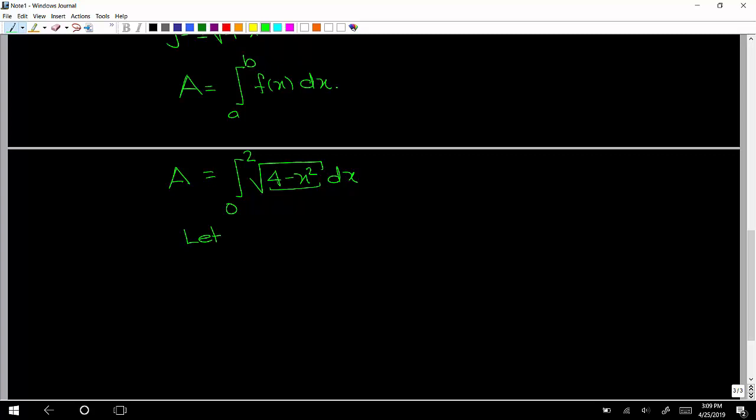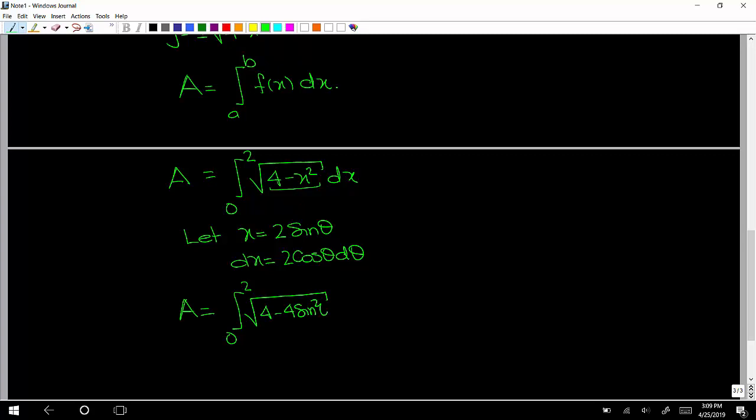We're going to let x is equal to 2 sine theta, and then dx is equal to 2 cosine theta d theta. So our problem reduces to this now, 0 to 2. We get square root, so we're going to replace that. So we get square root of 4 minus 4 sine squared theta, and then dx becomes this, 2 cosine theta d theta.